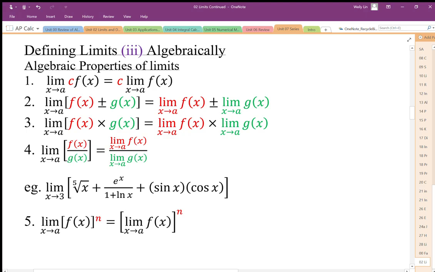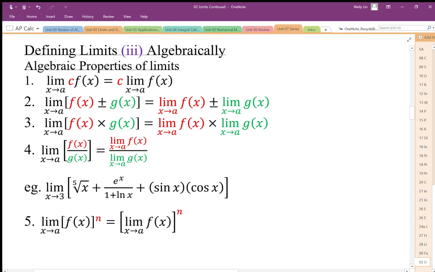If we have a sum of functions, we can just take the limit of those two parts independently of each other and then add those limits together. If you have a product, we can do the same thing. We can take the limit of the f part separately, and the limit of the g part separately, and once we figure out the limits of those two parts, we can multiply them together, and that's the limit of that whole function.